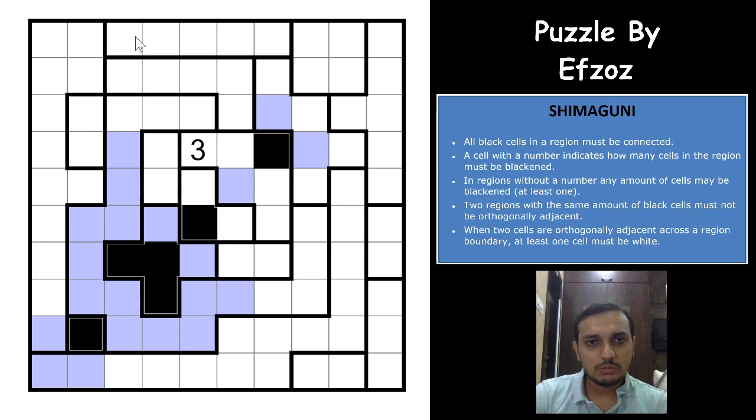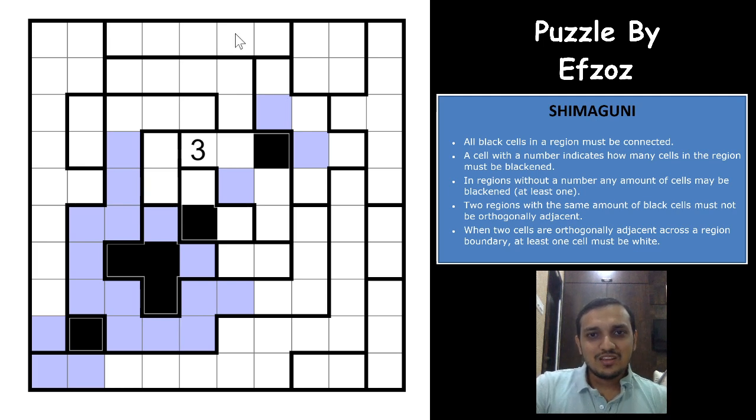So 1, 2, 3, 4, 5 and 6. So it cannot be 1, it can be 2 or 4. 3 is not possible. Whoa, what an excellent logic guys. I think I am getting something here. Oh, that's a really excellent logic. Excellent logic, guys. Excellent logic.